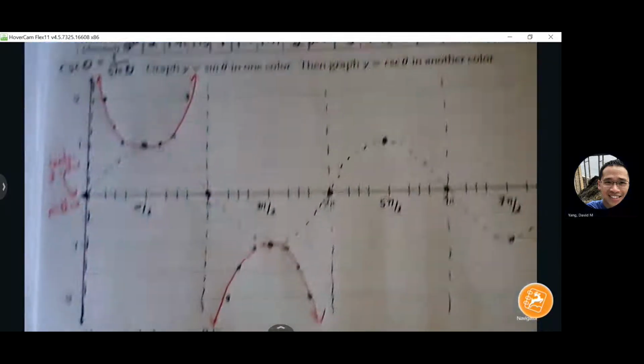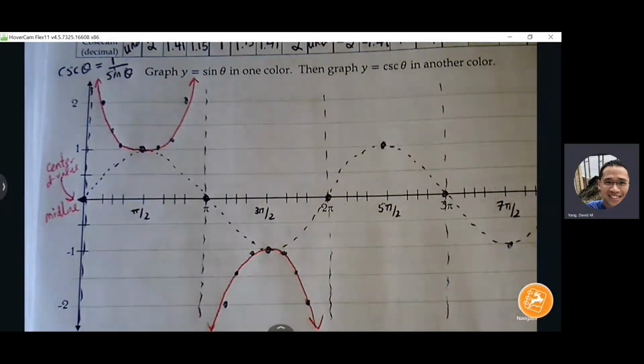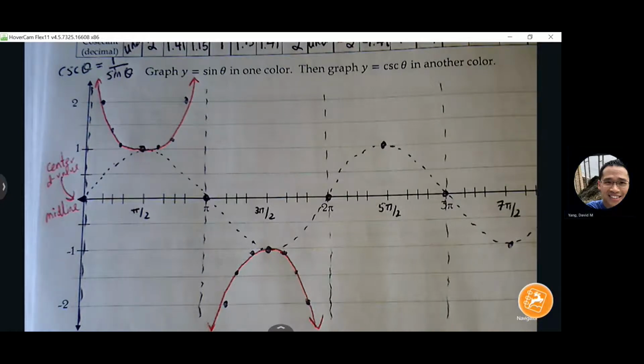So that's it. That is your cosecant graph. Again, the dotted line is not part of the graph, but we include it on our graph to kind of help us with the boundaries, right? We know how high those parabolas are going to go. We know those asymptotes. We know how wide to make those parabolas.